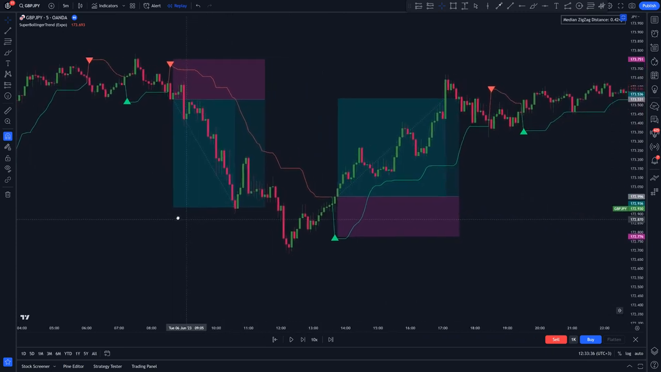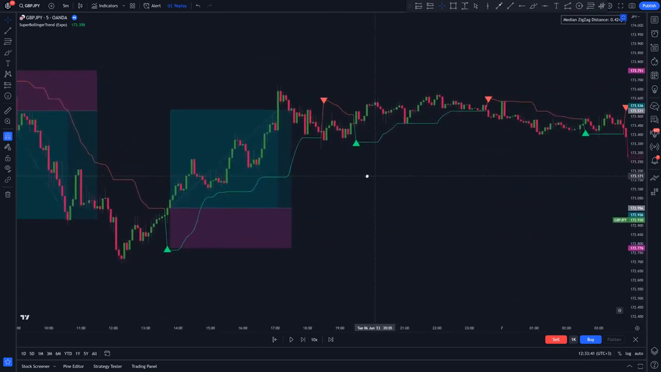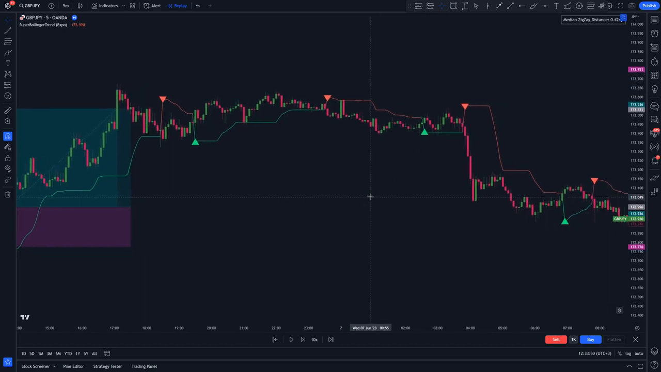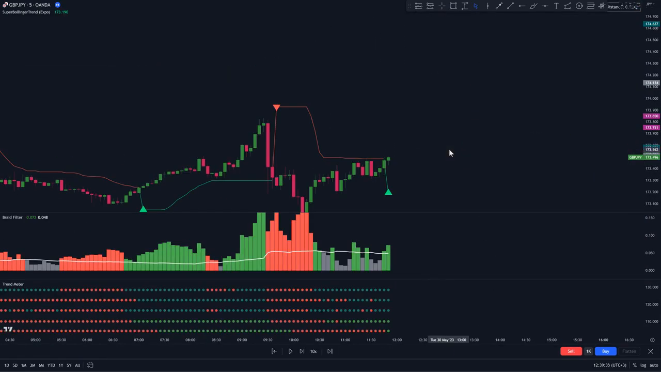However, in order to make the most out of this indicator, let's activate the previous two filter indicators and create a simple strategy. Now, to take a long trade, the Super Bollinger Trend should print a buy signal. Next, on that signal candle, we want to have at least 5 green dots on the trend meter to indicate a bullish trend. Lastly, the last bar of the braid filter indicator should be colored green, and it should also be above this white moving average.